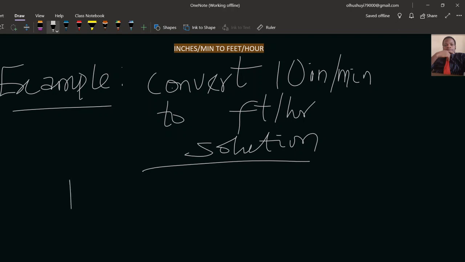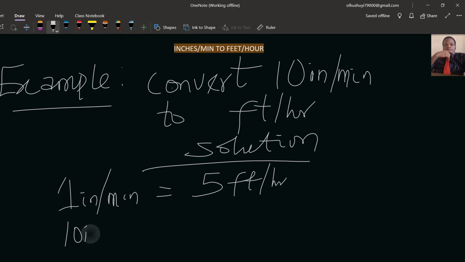So since we know that 1 inch per minute is equivalent to 5 feet per hour, then we can just write, we are given 10 inches per minute, right? So we can just say that can be equal to how many feet per hour. Let me say, I don't know, since we love using x, right? So we can just use x here. So x feet per hour.